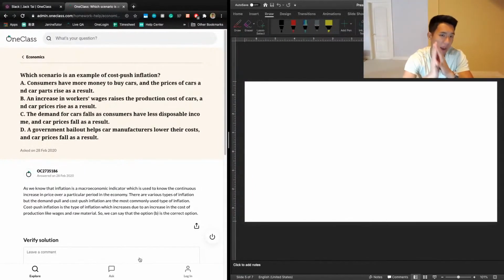So there's two things that are happening here. One is that we know it's inflation, and two is that it's cost push inflation. Inflation says that price is going up, right? Deflation is price going down. So if we know a price is going to rise as a result, then C and D are going to be incorrect, right? They're talking about prices falling. Left with A and B.